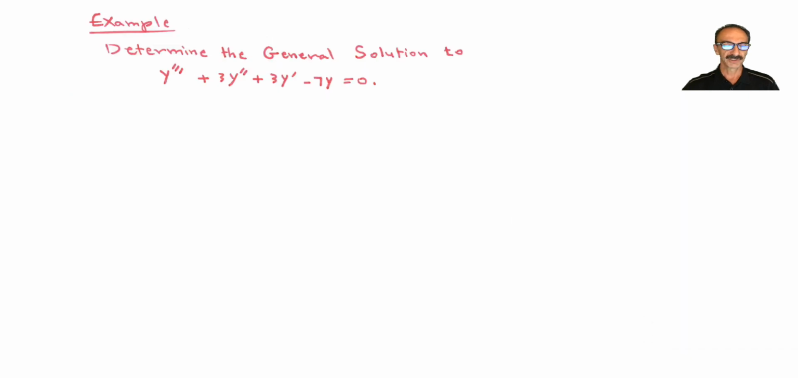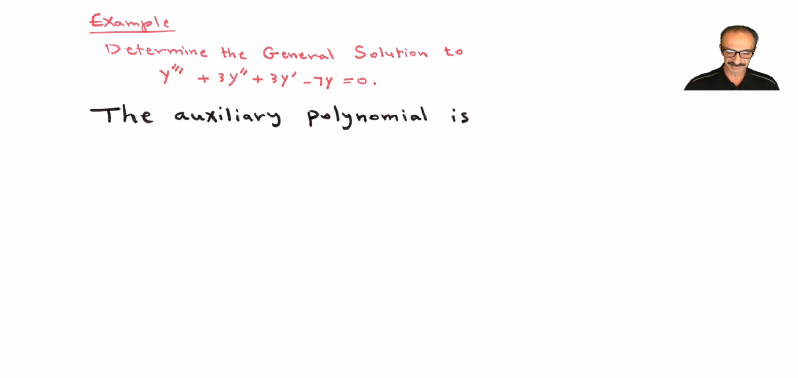Okay, here's another example. Determine the general solution to y third derivative plus 3y double prime plus 3y prime minus 7y equals 0. Kind of lengthy, huh? We're going to have to sometimes deal with third degree and be able to factor. The auxiliary polynomial is, one more time, we don't have to write all the details as earlier, we just move on. This is P of r. Take a look. Makes sense, right?